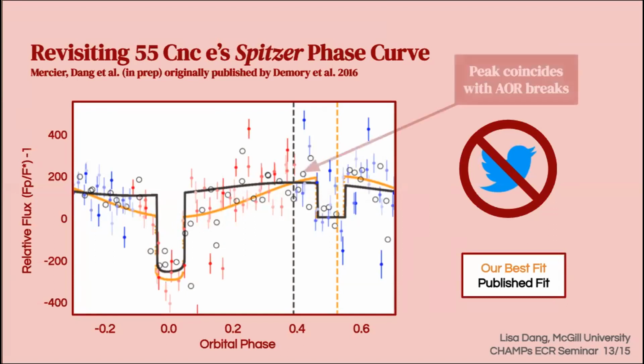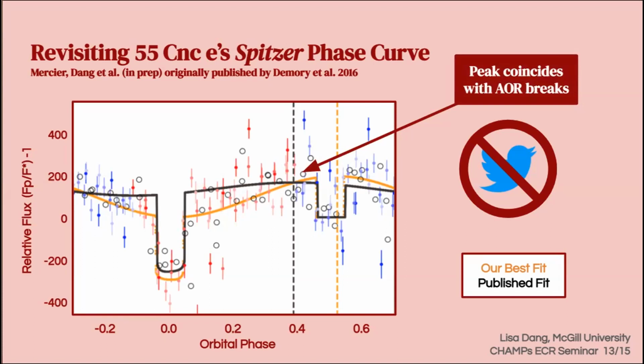And so the Spitzer phase curve here, initially published by Demory et al., in black, has shown a 41-degree eastward hotspot offset. And so this is suggestive of very strong heat circulation on the planet, which is surprising for a planet that's expected to only have a thin layer of atmosphere.